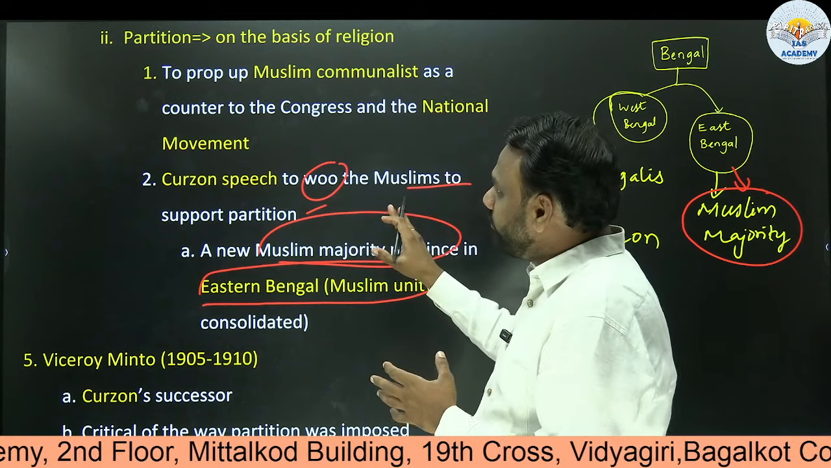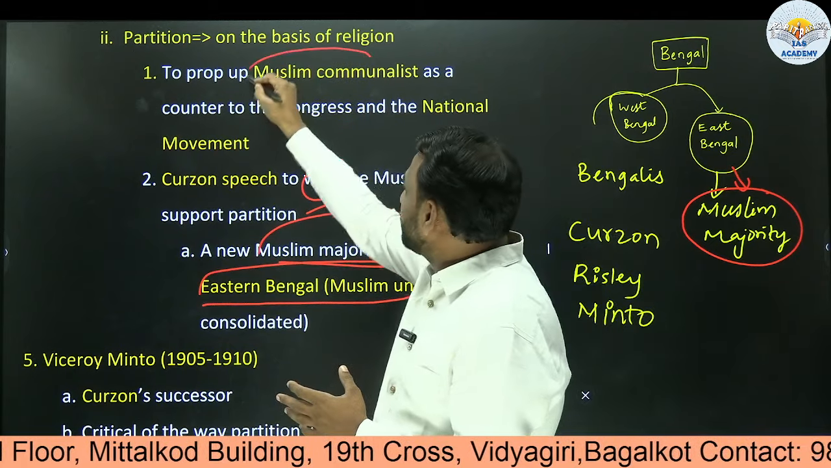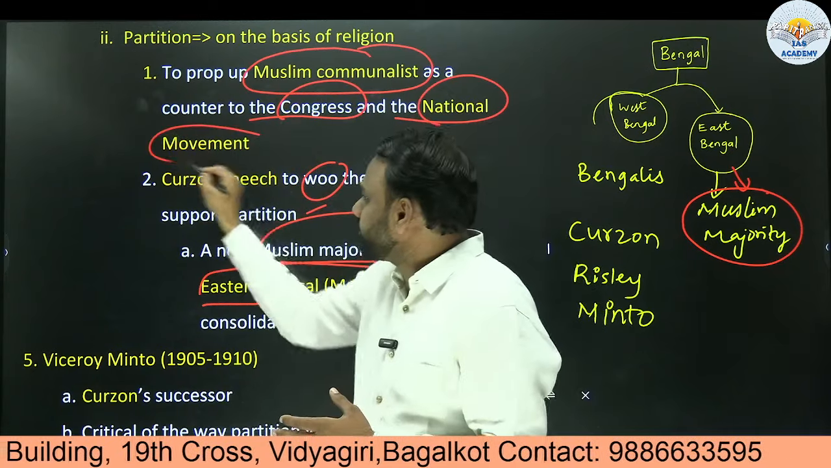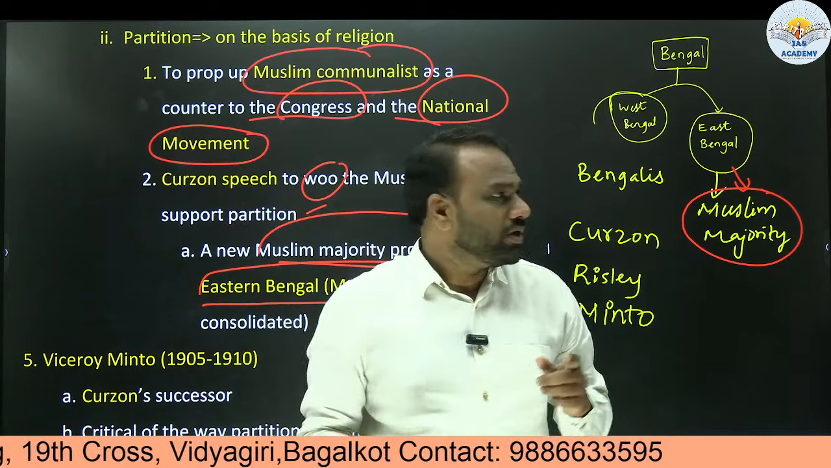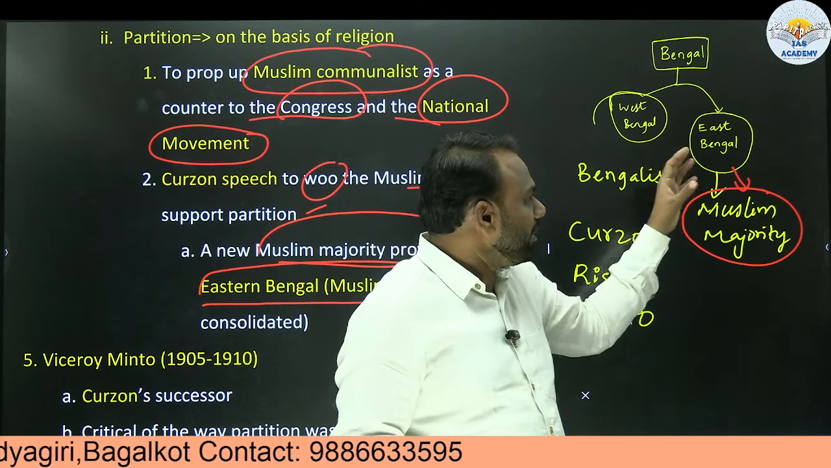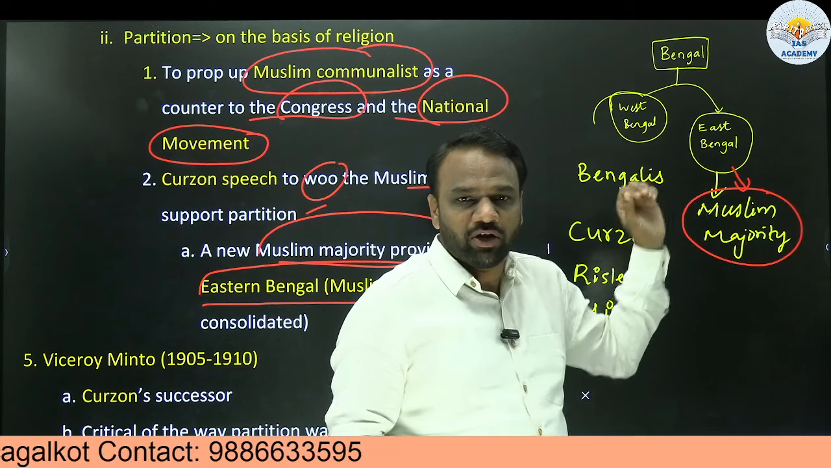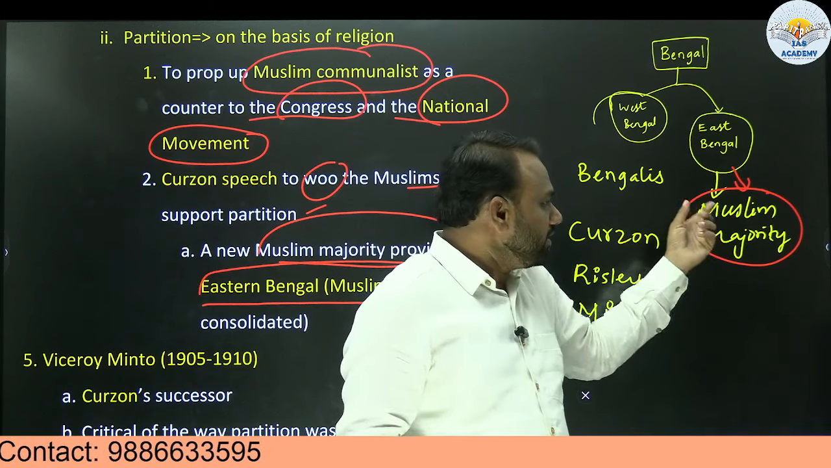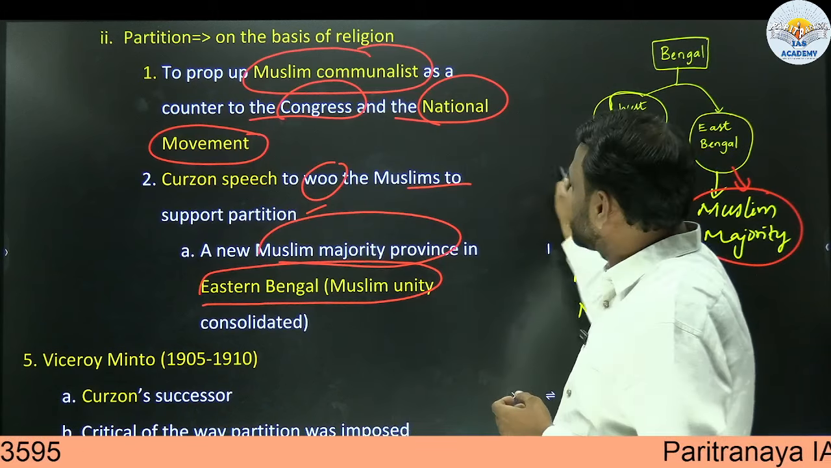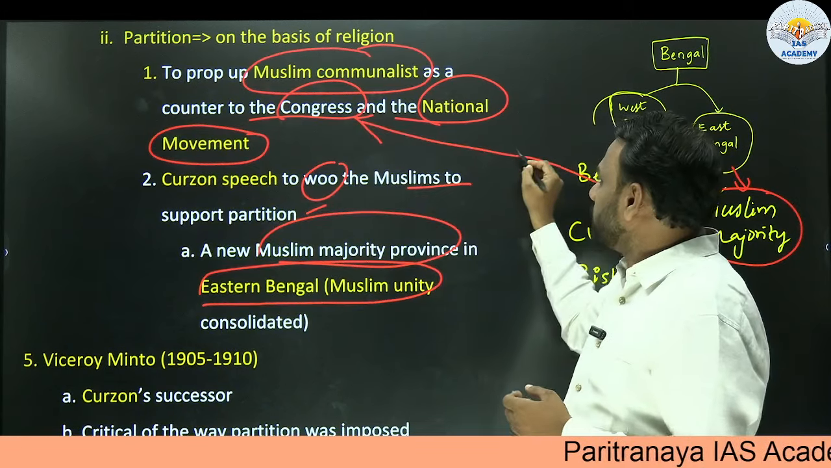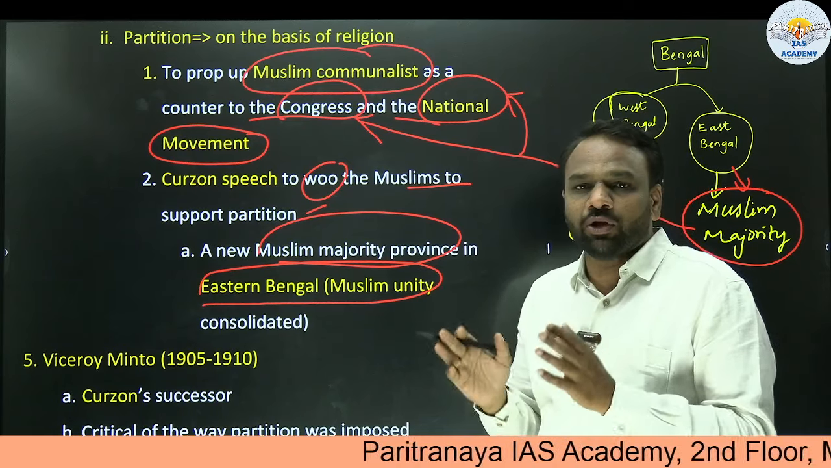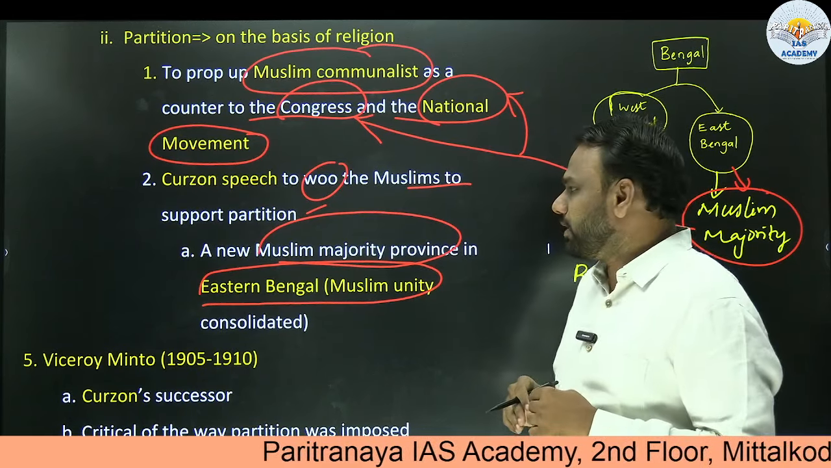In this way, he planned to prop up Muslim communalists as a counter to the Congress and the national movement. So the ultimate aim was to secure the cooperation of Muslims by giving them the idea that we will be creating an East Bengal with Muslims as majority. In this fashion, Curzon thought that he could use Muslims as a counter to the Indian National Congress and also indirectly to the national movement. So this was the plan. This was the real motive behind the Bengal partition.